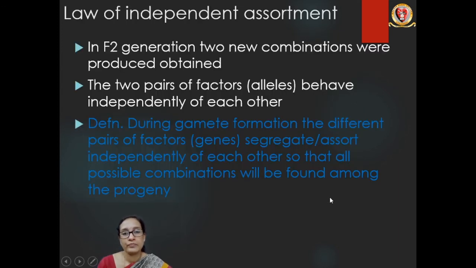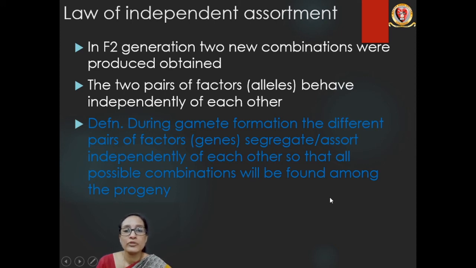Based on this, Mendel proposed the law of independent assortment. That is, when you are studying two combinations of characters in the F2 generation, we see two new combinations, not the parental type. We started with the parents yellow round and green wrinkled. But we see in the F2 generation two new combinations, green round and yellow wrinkled. These were produced in the F2 generation.